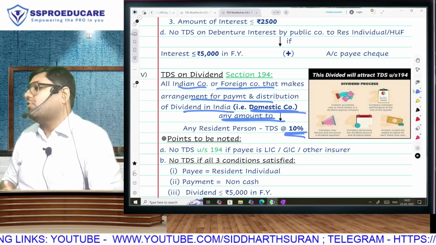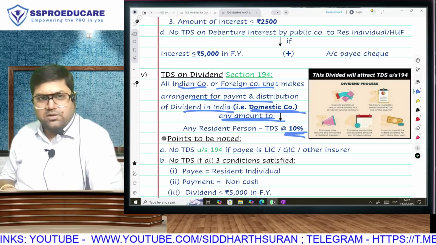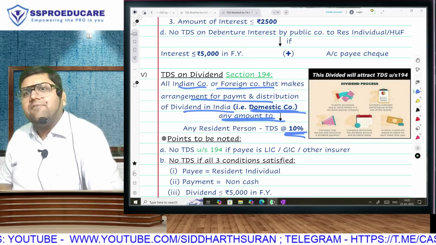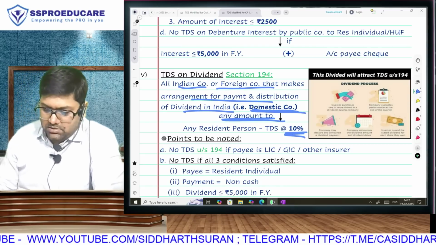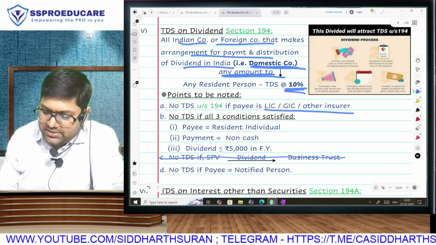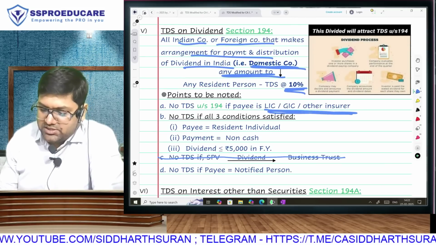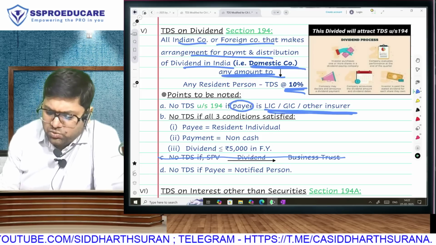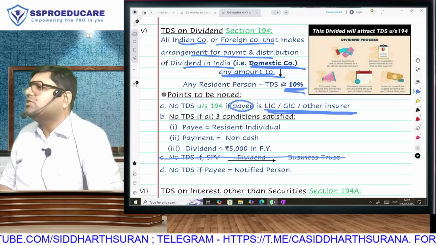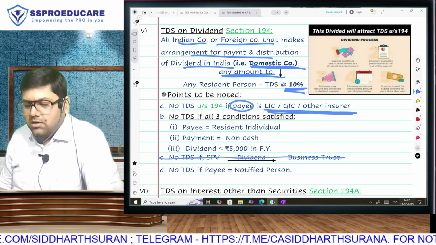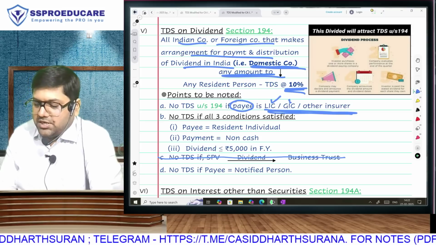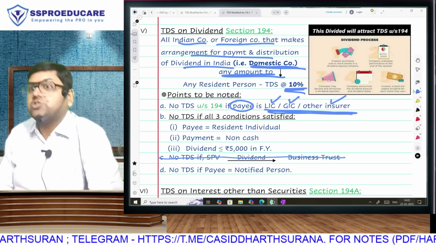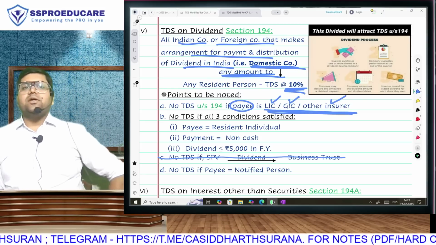But subject to the following exceptions. So simply put, can we conclude dividend income will attract 10% TDS? But there will be no TDS if the shareholder is an insurance company. Who is the payee in dividend? The shareholder. If the shareholder is LIC, Life Insurance Corporation, General Insurance Corporation, or any other insurance company, no TDS.